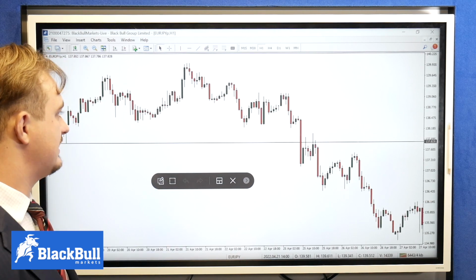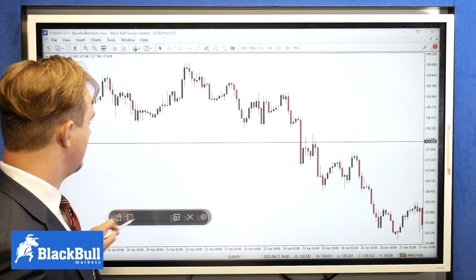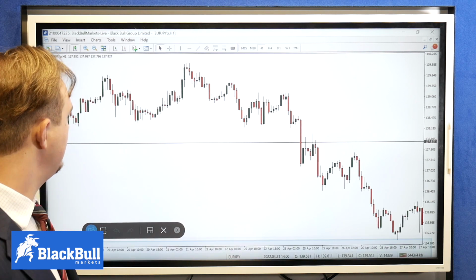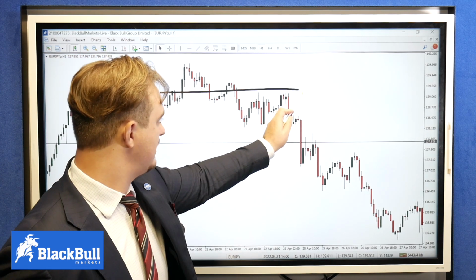There we go. That is very nice. It's a bit of a break and a retest as well. Okay, so let's have a look. Break this one down for you guys. Okay, so we've had this support/resistance zone right over here.